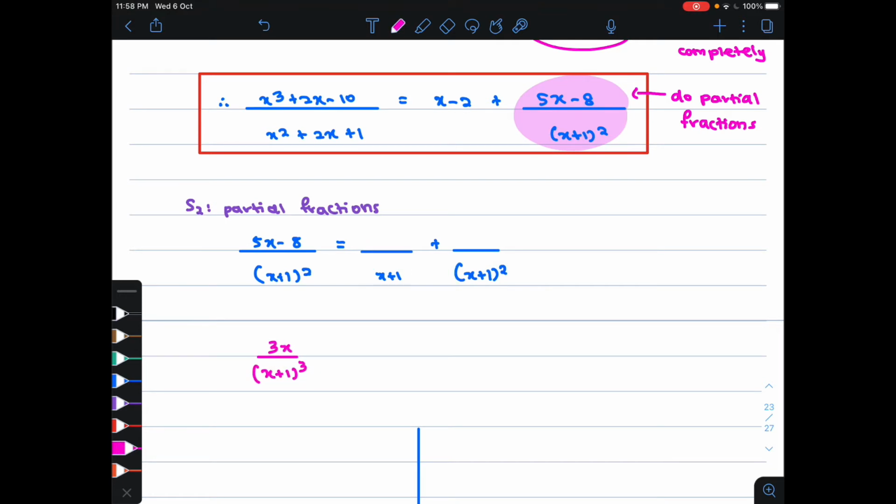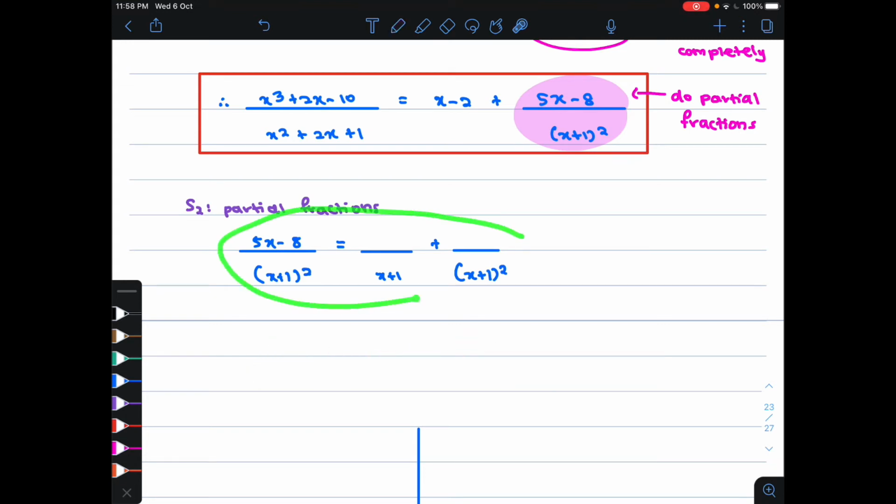Now, what if you have something that looks like this? You can see that this is also a linear factor, but it is repeated because it has the power of 3. Since the power is 3, therefore it is repeated 3 times. The first one is (x + 1) to the power of 1, so you can ignore the power of 1. And then we have (x + 1) to the power of 2. And then finally we have (x + 1) to the power of 3.